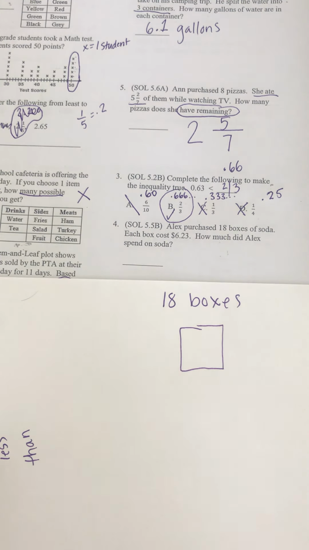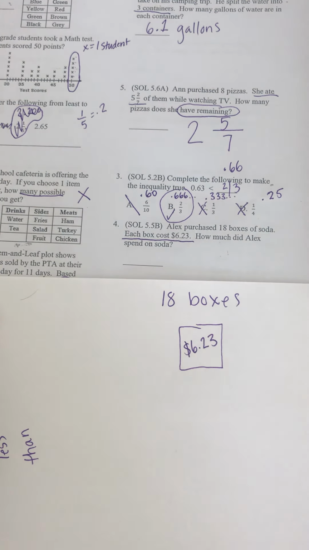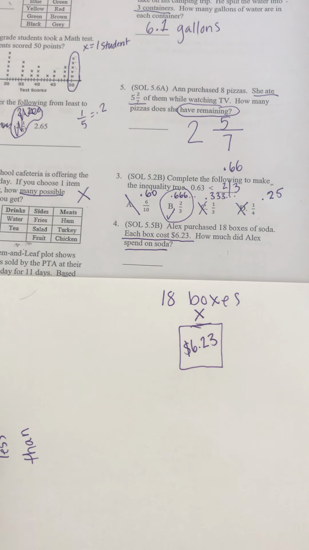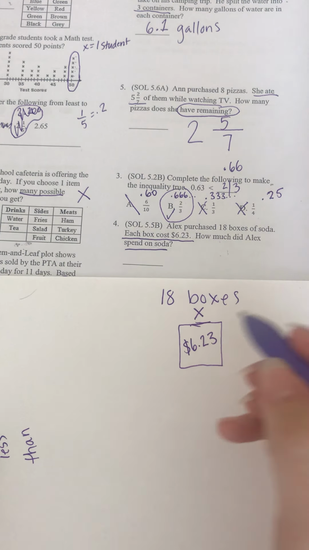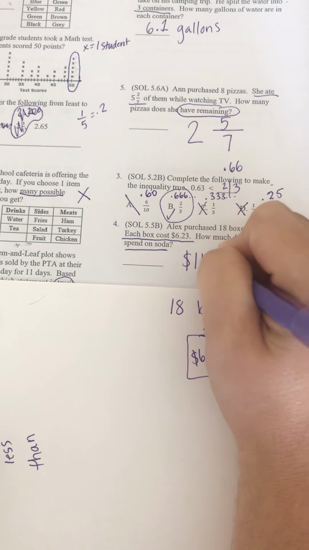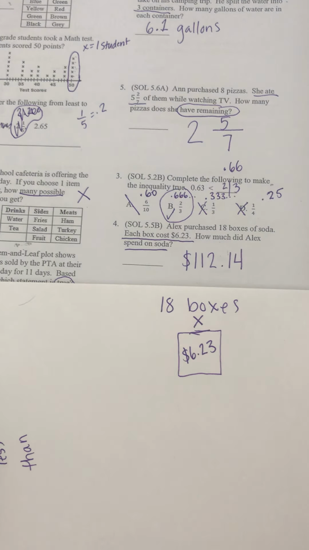Number 4 says Alex purchased 18 boxes of soda. So imagine this is one of them. And each box costs $6.23. How much did Alex spend on the soda? So what you would have to do in order to get a complete price is you would take 18 and you would have to multiply it by the price of 1. And you do that because that will give you a total amount for all 18. Okay? And you should have gotten a total of $112.14.